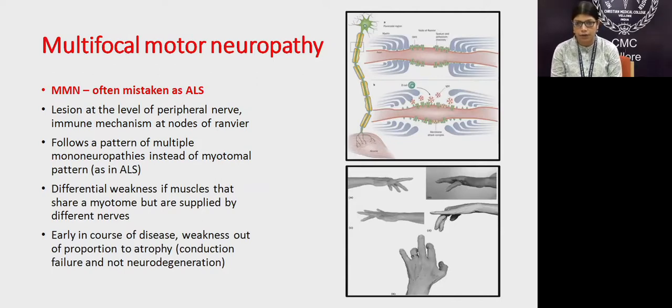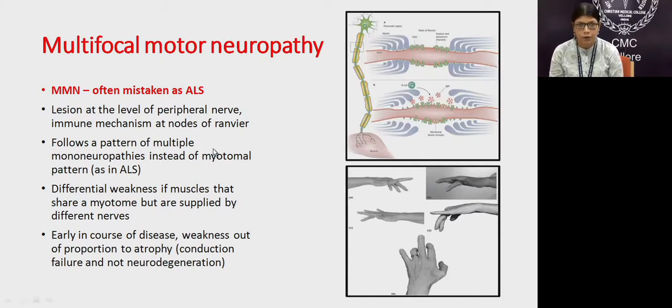Since the sensory involvement is not there, we are often mistaken as a element predominant motor neuron disorder with an anterior horn involvement. But in reality, in multifocal motor neuropathy, the lesion is at the level of the peripheral nerve, and the immune mechanism is occurring at the level of the nodes of Ranvier, where the GM1 ganglioside is present, and the antibodies against that cause the destruction of the nodes of Ranvier, and immediately they cause neuropathy, an axonal type of neuropathy.